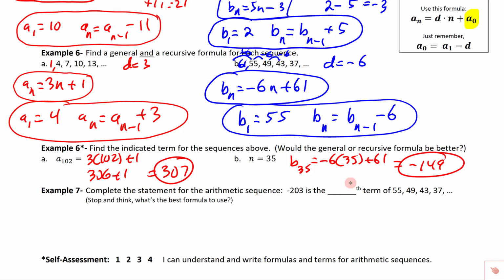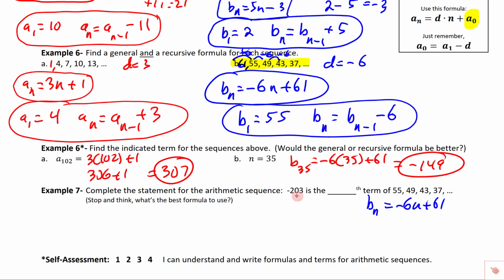Now, the last one is kind of interesting. It says, complete the statement for the arithmetic sequence. So we know we've got an arithmetic sequence. It says negative 203 is the blank term of 55, 49, 43, and so on. The cool part about this is we should recognize that it's this sequence right here. Again, starting with 55, the formula is right here. So we're going to write b sub n is equal to negative 6n plus 61. So again, this is the sequence. We're going to use this formula right here.